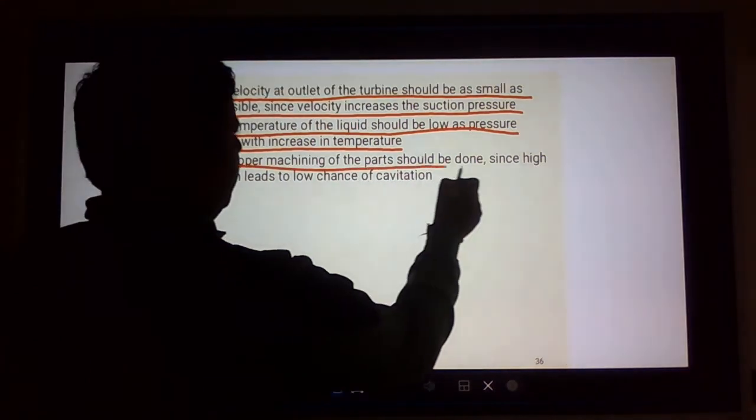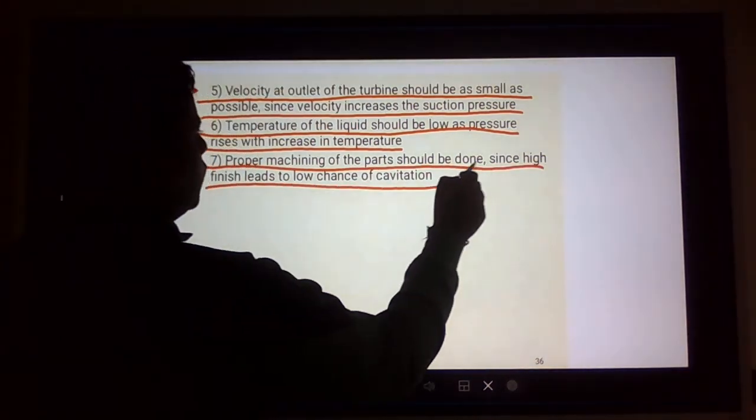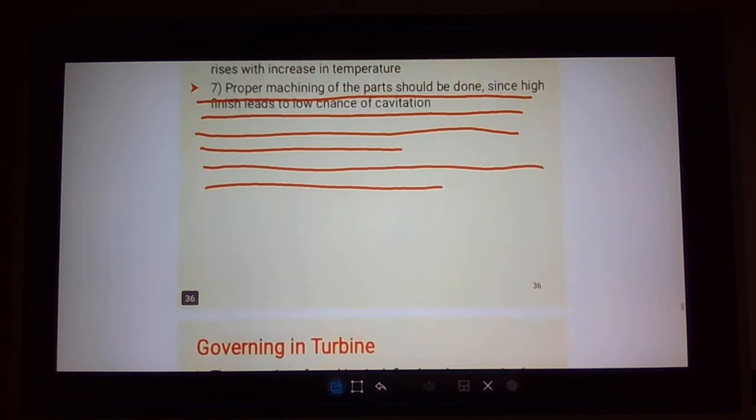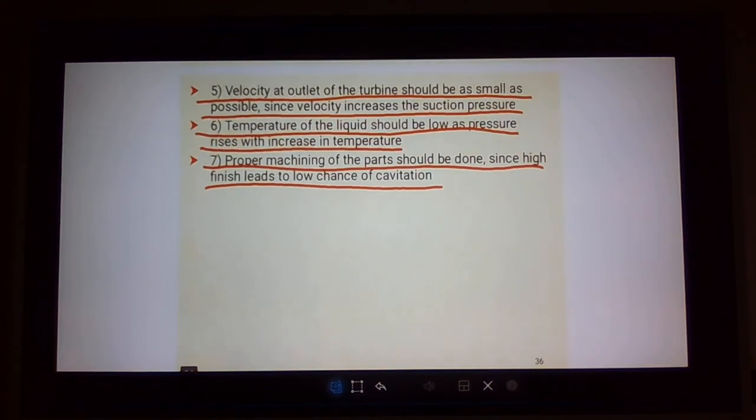Proper machining of the part should be done, since a high finish leads to a low chance of cavitation. A high finish means more smoothness, so there is a lesser chance that pressure falls below the vapor pressure. So you will try to have your parts properly finished so that there is less chance of cavitation. Okay, so this is something about the cavitation we have.